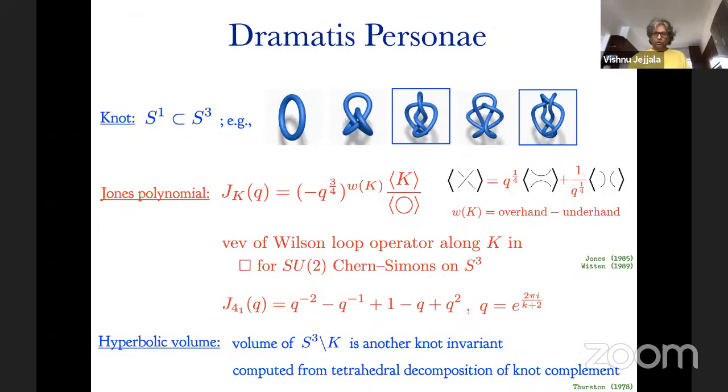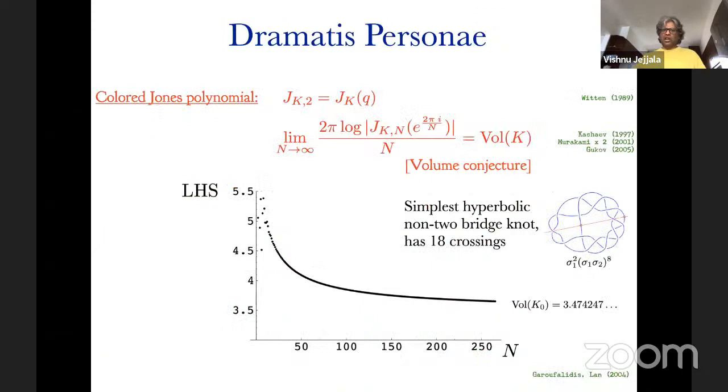Okay, so Witten developed this idea of a colored Jones polynomial, where instead of taking the trace in the fundamental representation of SU(2), you take the trace in any representation of SU(2), the N denotes the color. So the ordinary Jones polynomial is J_{K,2}. And Kashaev, Murakami and Murakami, and Gukov developed what's called the volume conjecture. So you take a large color limit, and you evaluate the colored Jones polynomial at the primitive root of unity, then you can compute the volume of the knot complement in this limit.